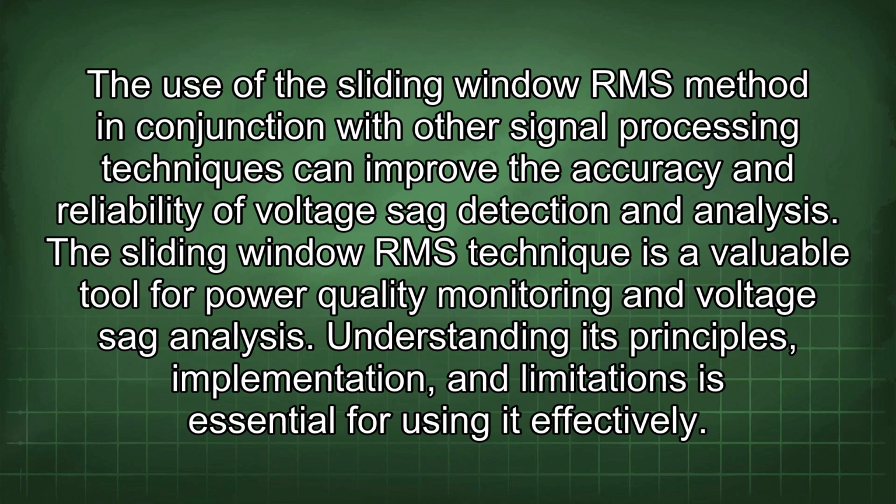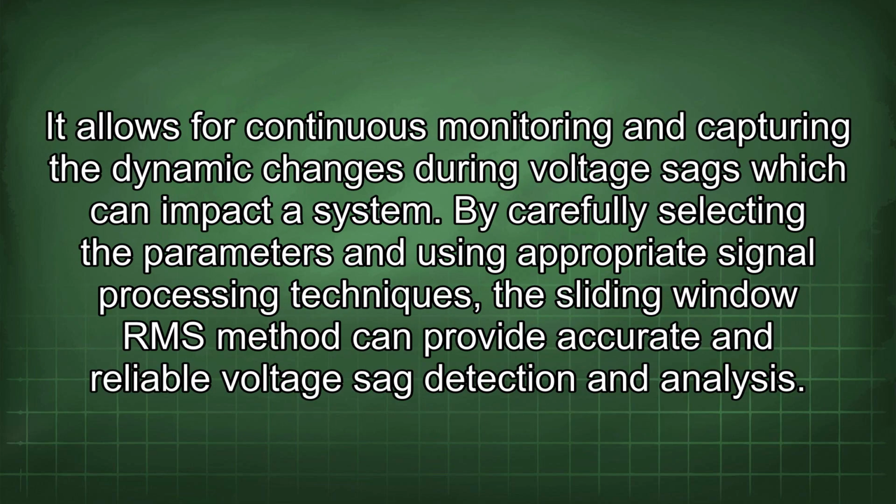The sliding window RMS technique is a valuable tool for power quality monitoring and voltage sag analysis. Understanding its principles, implementation, and limitations is essential for using it effectively. It allows for continuous monitoring and capturing the dynamic changes during voltage sags which can impact a system. By carefully selecting the parameters and using appropriate signal processing techniques, the sliding window RMS method can provide accurate and reliable voltage sag detection and analysis.